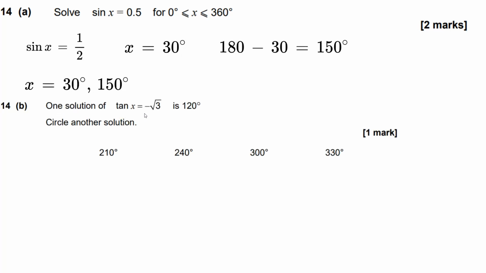One solution of this is 120 degrees. And like I said last time, tan repeats every 180 degrees. So 120 plus 180 is just 300. So that's the answer. It doesn't matter what this is, you can just ignore that.